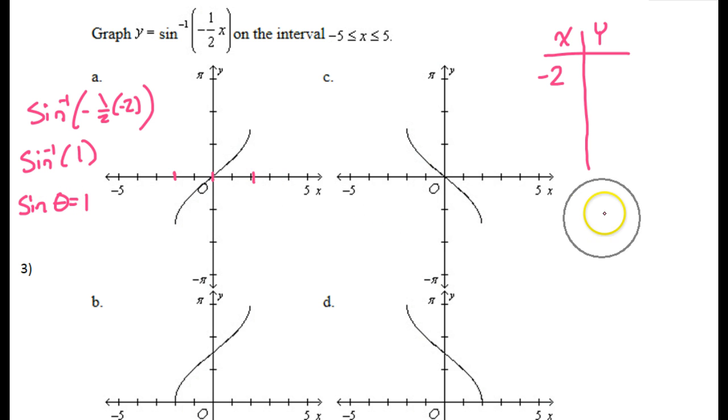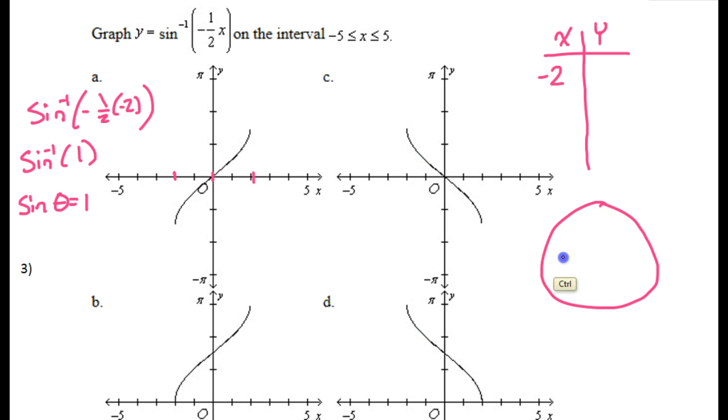And picture it. Picture the unit circle. Remember, sine is a y value on the unit circle. So which position has a y value of 1? Well, that's here. Y value is 1. The sine is 1. But that angle is pi over 2. Okay, so the inverse sine of 1 is pi over 2. So that should be the y value.